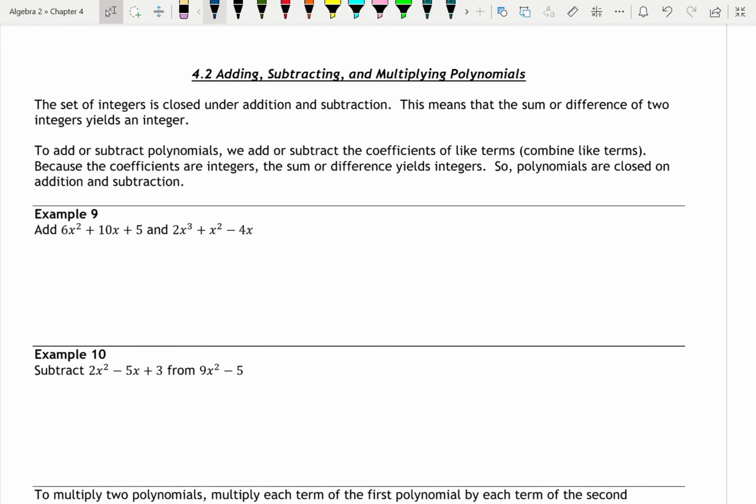All right, we're looking at 4.2, adding, subtracting, and multiplying polynomials. Now, the one that we left off is division, because that's a little bit more difficult, but that's in the next section.